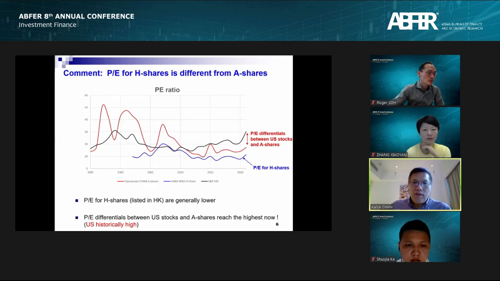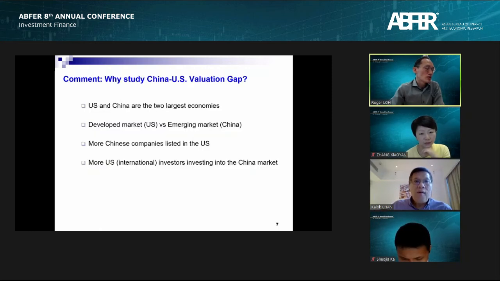It is also something we can think about when we look at the earnings yield differential or valuation gap. It is relative to the US market, and so whether the US market is the right benchmark or not. 4 minutes, Kalok.